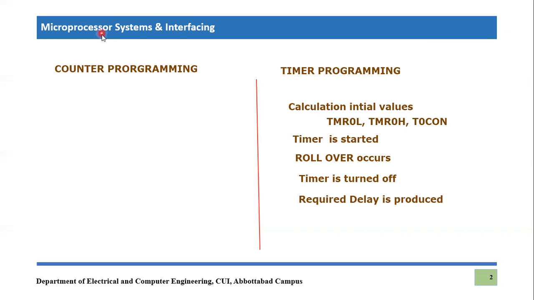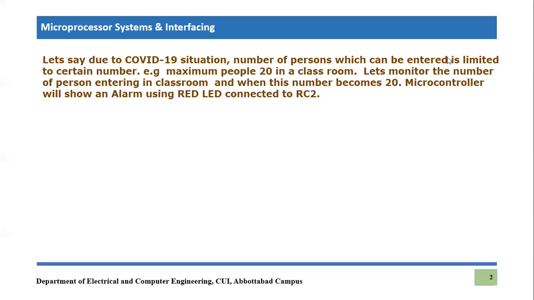So one can say that counter programming can also be named event counter programming or simply event counter. So we are going to discuss what an event counter is and how one can program it. Basically we will be programming timer 0 again, but this time we will be counting certain events, right? So let's see what we have here.